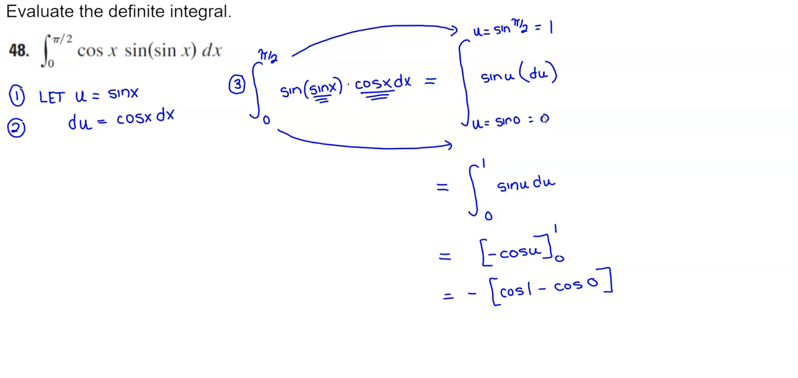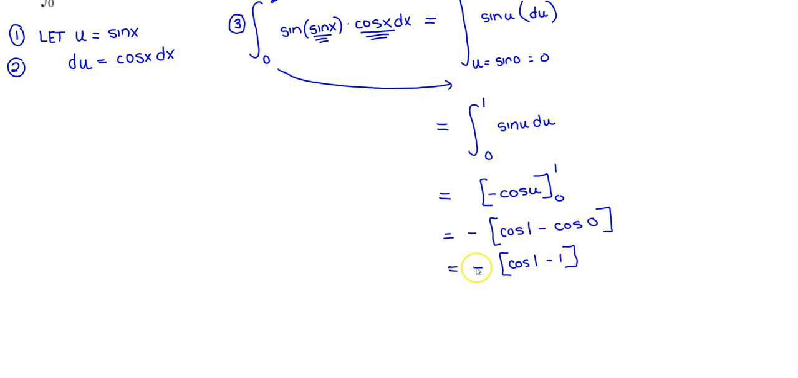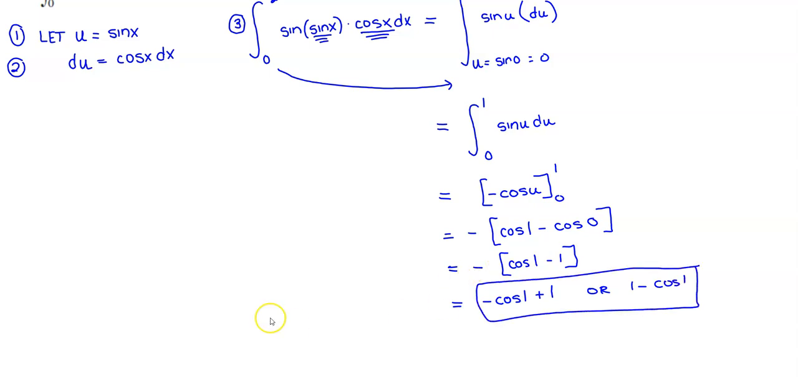And so what do we know about the cosine of 1? And what do we know about the cosine of 0? Well, we know the cosine of 0 is equal to 1. So therefore, we're going to have negative times the cosine of 1 minus 1. And then if we distribute the negative sign, we get negative cosine of 1 plus 1, or we can rewrite this as 1 minus the cosine of 1. And therefore, there is our result.